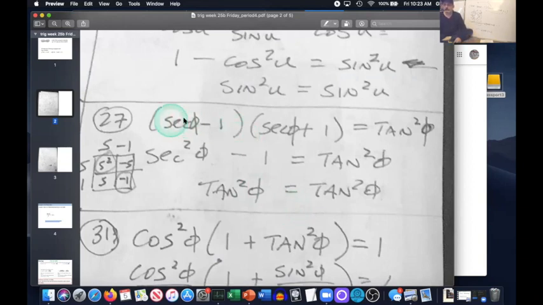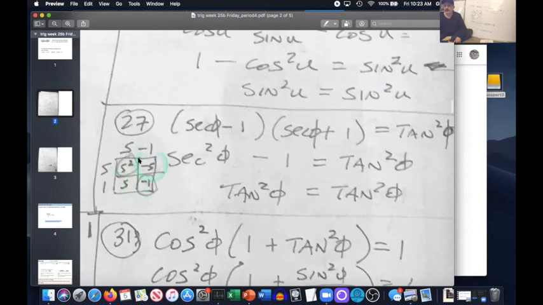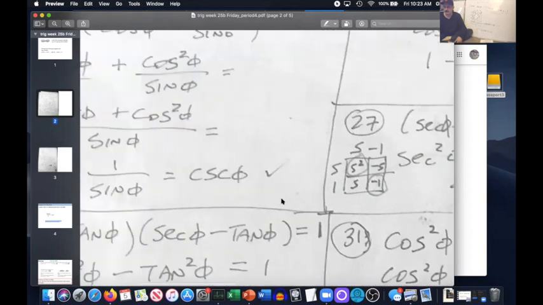Okay, then here, multiplying these binomials, if you need a visual, they're conjugates, right? So we're going to get a difference of 2 squares, secant squared minus 1. Well, that is another trig identity, the Pythagorean identity. That is the same as tangent squared, and so we're done.